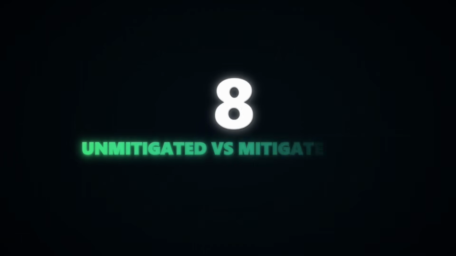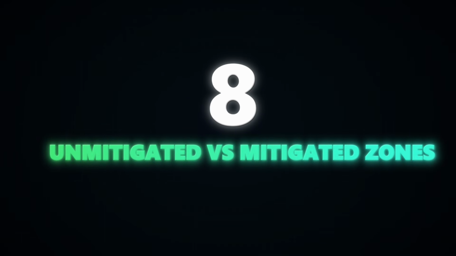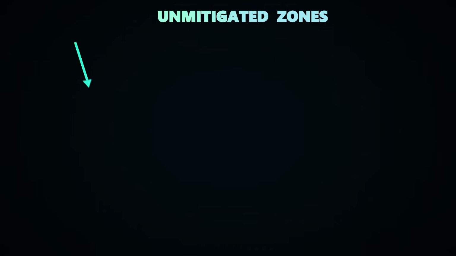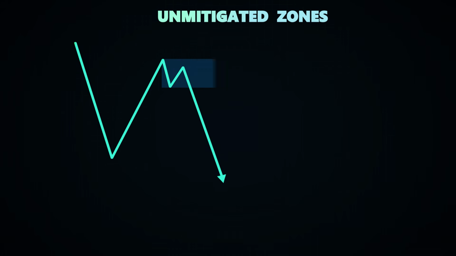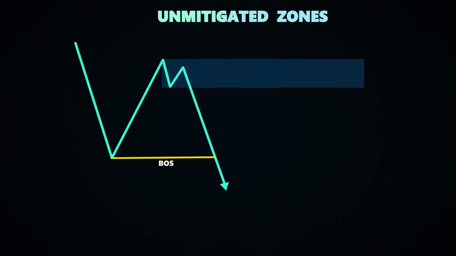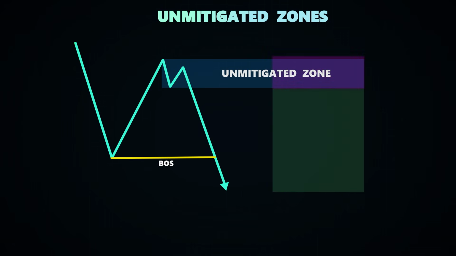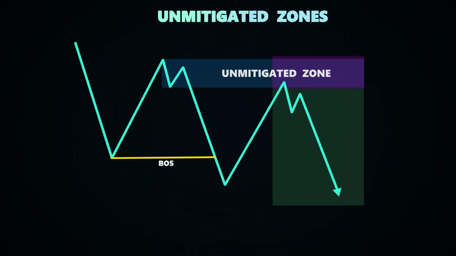All right, let's move into the 8th rule, fresh versus mitigated zones. Let's say we're in a downtrend, and price just formed a supply zone. If that zone hasn't been touched yet, we call it a fresh or unmitigated zone. That's important, because it means the original institutional sell orders are still sitting there, unfilled. So when price comes back, those resting orders are likely to get triggered, and that's what usually causes a sharp move away from the zone.